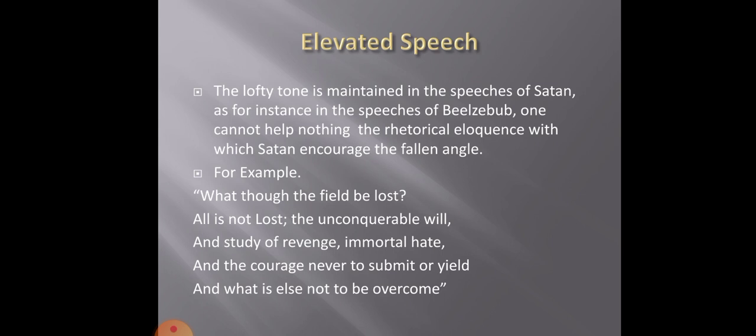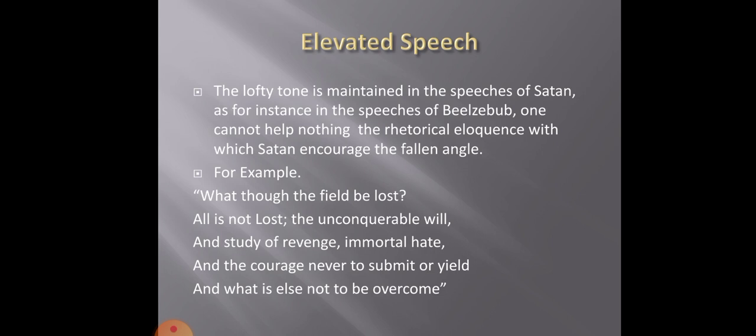Elevated speech is definitely another important part. The lofty tone is maintained in the speeches of Satan. For instance, in the speeches of Beelzebub, one can't help noting the rhetorical eloquence with which Satan encourages the angels.